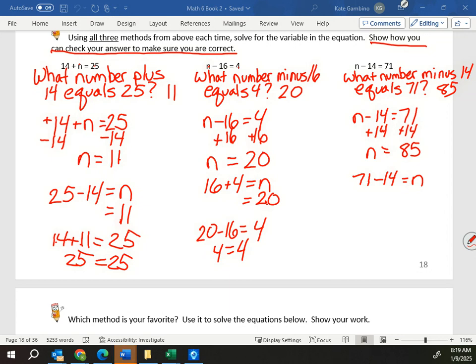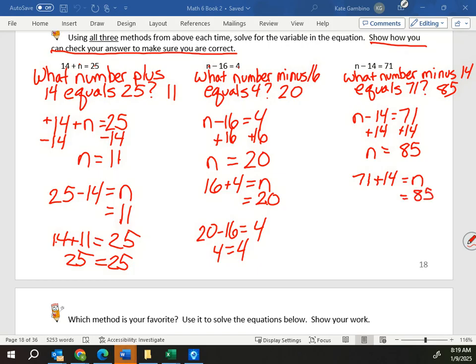Because we have subtraction when the 71's over here. So if we're bringing the 71 to this side, we want to switch our operation. And we're going to say 71 plus 14 because we're switching that number to the other side. So 71 plus 14 gets us that 85.